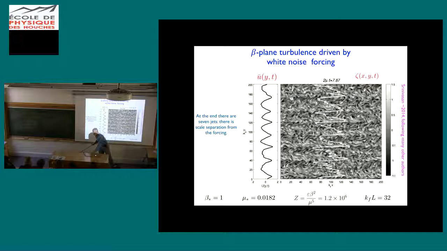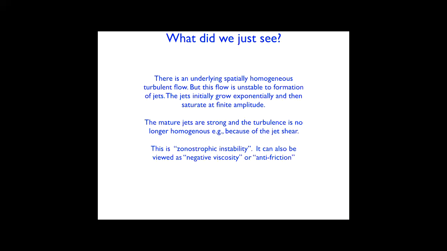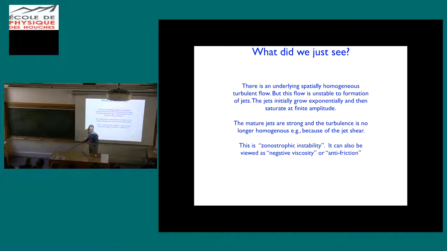So here, what do you call the Rhines scale in that case? So you can work a scale from epsilon. So it may be different from this. I'll carefully define the Rhines scale for the forced problem on my next transparency, I think. But now let's just think about what we saw.